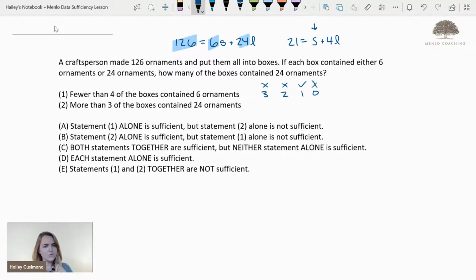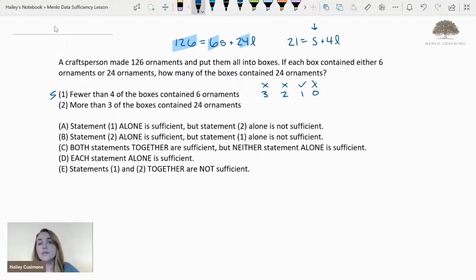Now, here's where beginner students will get a little tripped up on the language. We have exactly one possible value. We've narrowed it down. We've identified that the only possible number of small boxes is 1. If we know the number of small boxes, we certainly know the number of large boxes. Statement 1 is enough information to answer our question.